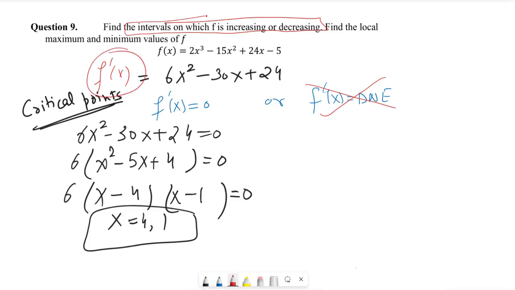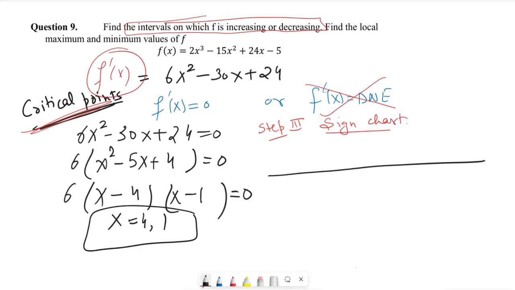Step 1, find f prime x. Step 2, critical points. Step 3 is sign chart. For the sign chart, you need to draw your critical points on the number line. So your number line, two critical points, 1 and 4. Now you need to find your test points. These two critical points divide your number line into 3 portions. You need to find your test points in these 3 portions.